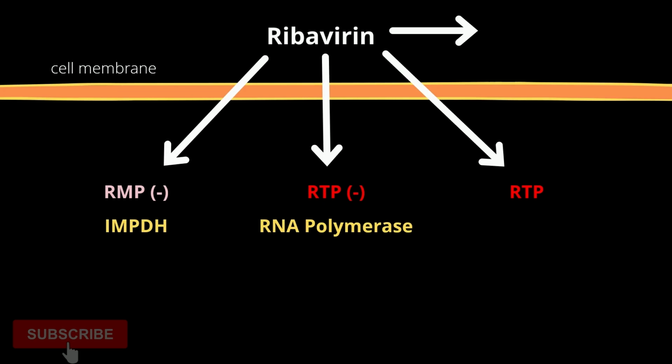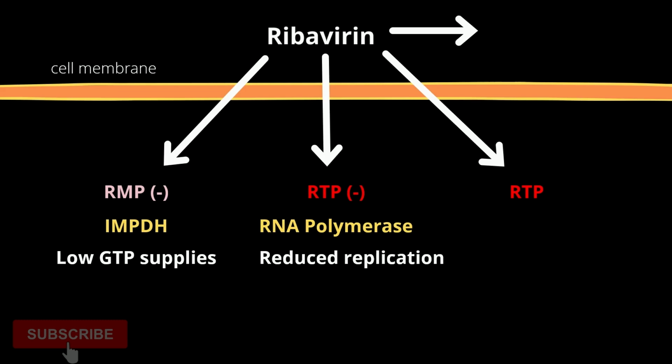So in monophosphorylated form, it inhibits this enzyme which is called inosine monophosphate dehydrogenase, which is involved in replenishing a cell's GTP supplies, that is guanosine triphosphate supplies. So by inhibiting this enzyme, the GTP supplies of the cells start running low, and without GTP, a viral particle cannot replicate. Once it is converted into a triple phosphate form, it is able to inhibit the actual viral RNA polymerase, and that's how it reduces the actual replication process.